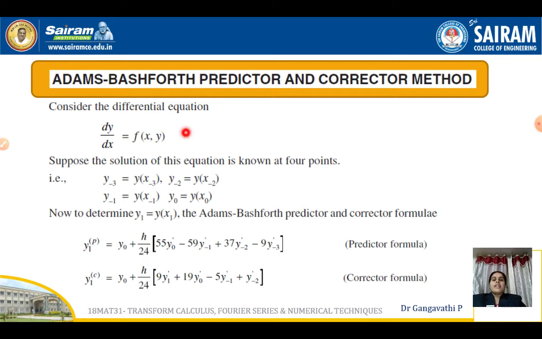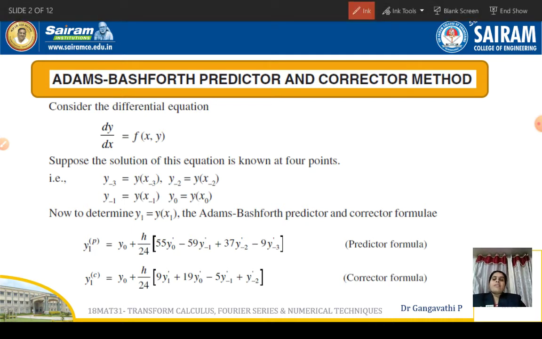So here, consider a differential equation as usual, a first order first degree differential equation with the initial conditions. The initial conditions are y of x0 is equal to y0, y of x1 is equal to y1, y of x2 is equal to y2, and y of x3 is equal to y3. Here there is a slight difference. Different authors define this in different ways. If you start the values from x0, x1, x2, x3, the corresponding values will be y0, y1, y2, y3.